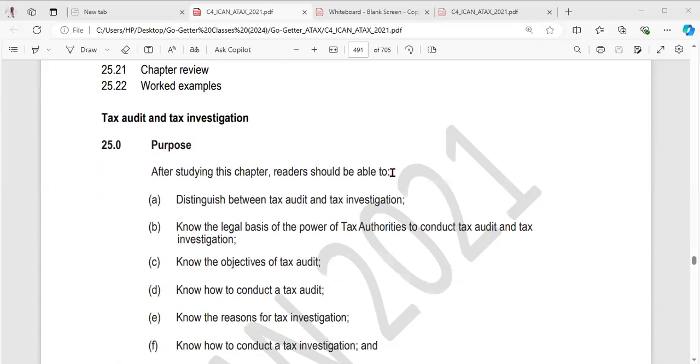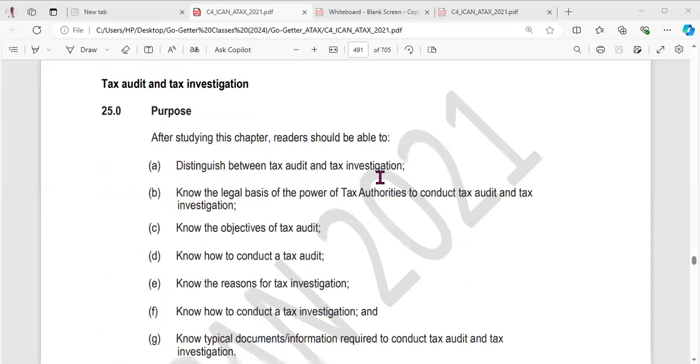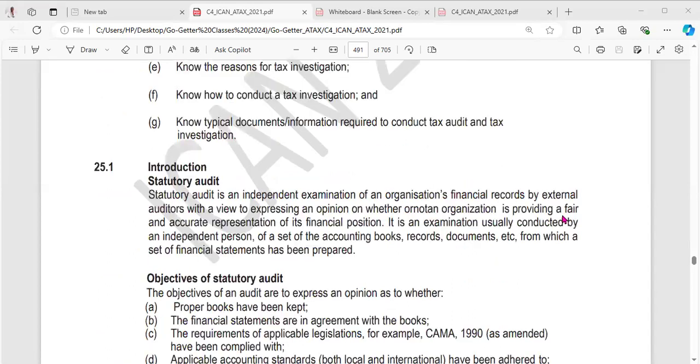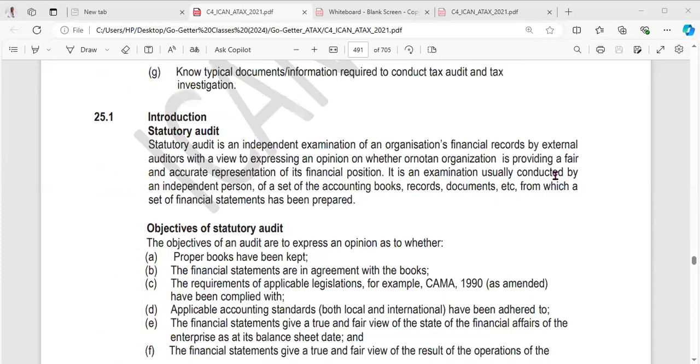So tax audit, what is audit? Of course, you know an audit is carried out by an auditor. And so a statutory audit is an independent examination of an organization's financial records by an external auditor or auditors with a view to expressing an opinion on whether the organization is providing a fair and accurate representation of the financial position.